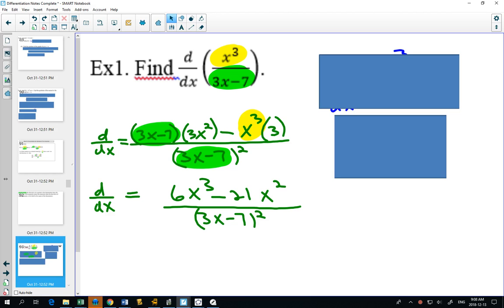And if you did want to simplify it, that's what you would get. Just multiplying out the tops, combining your like terms. But for the most part, you wouldn't have to. You'd be fine just leaving it as that second step. Yes?